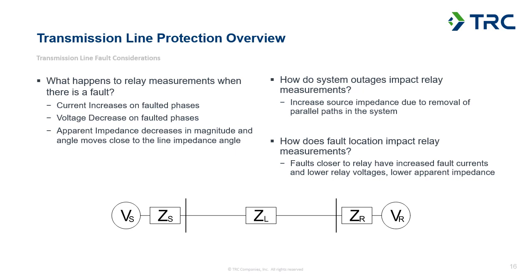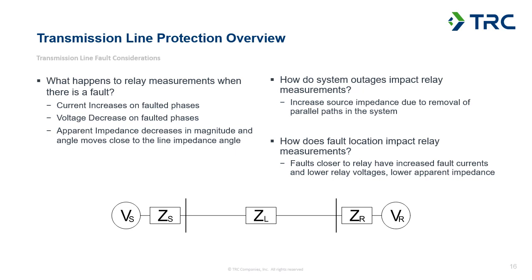And the magnitudes of those currents are going to be fairly low compared to the fault currents. So when you get a fault on the line, a few things happen to those measurements. First, your current is going to increase on your faulted phases. So instead of just a normal power flow equation, now we've got a short circuit putting the system equivalent across a very small impedance. So the current's going to go up on those faulted phases, and the voltage is going to decrease on the faulted phases.